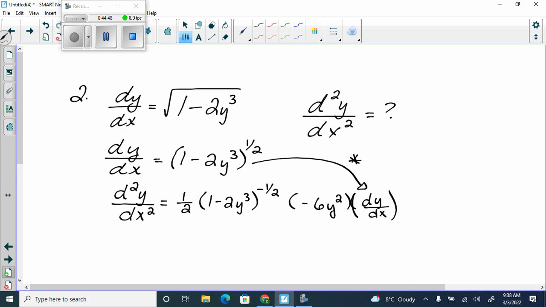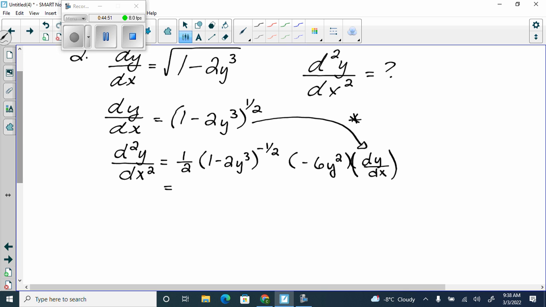Put that baby in. So we're going to get 1/2. This to the negative 1/2, where is it going to go? To the bottom. The negative 6y squared is going to stay on the top. And the dy over dx would stay on the top, which is this.